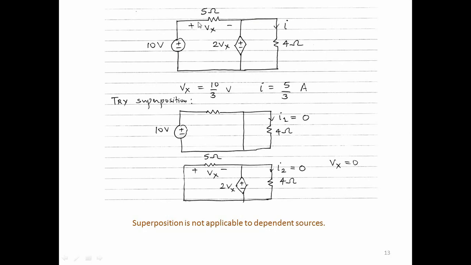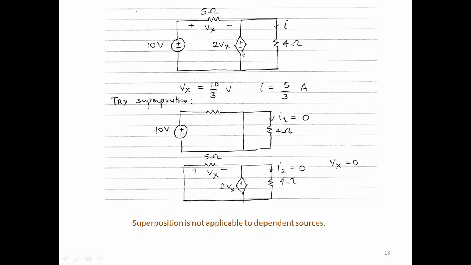Now let us see if we can apply superposition to a dependent source and see what happens. I'm going to treat this also as a source to which I can apply superposition. So first I'll find the current I due to only the 10 volts, and I'll short circuit this voltage source. We short circuit this voltage source and find the current I, and we call it I1. Now this 4 ohm is short circuited to itself, there is no voltage across the 4 ohm, and so there is no current in the 4 ohm, so I1 is 0.